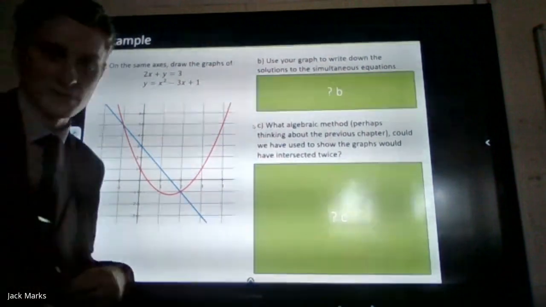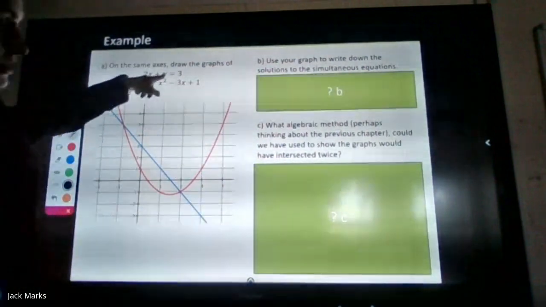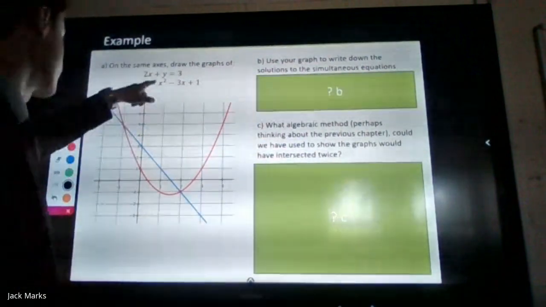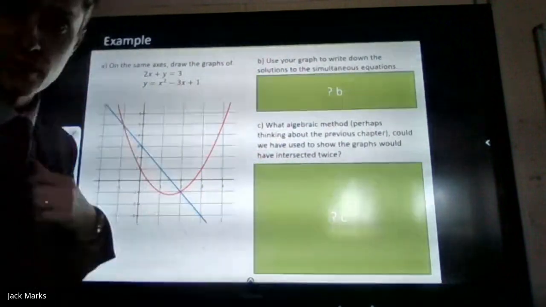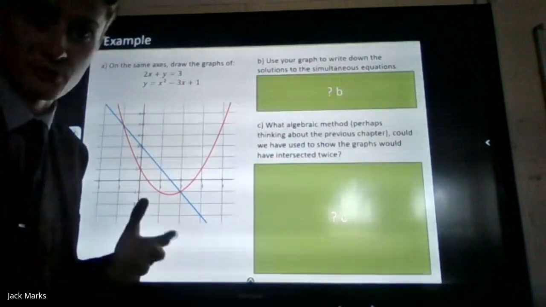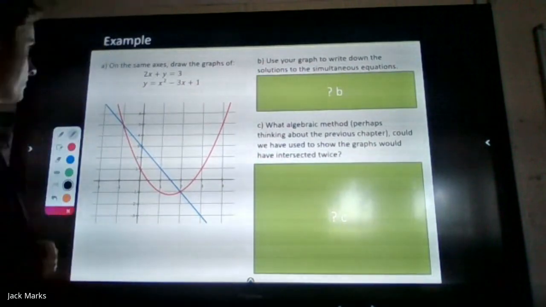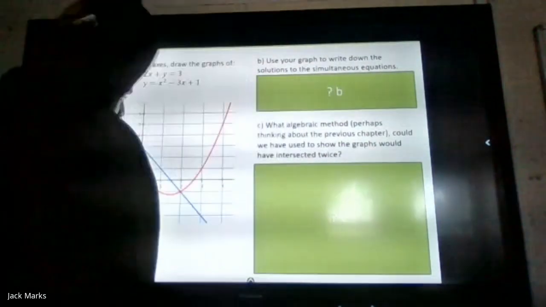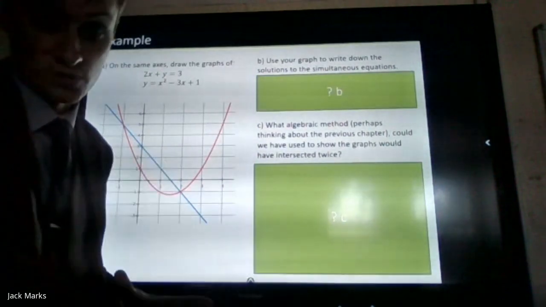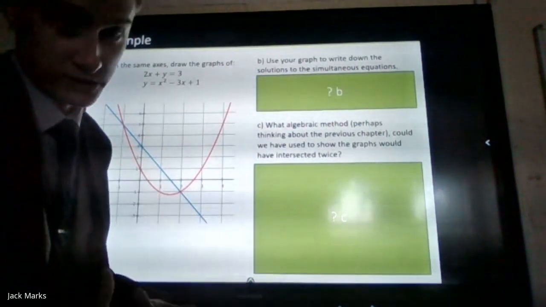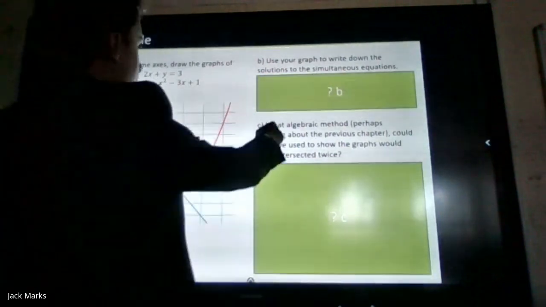So let's look at some examples. So here we've got a straight line in ax plus b equals c form, and we've got a quadratic, and we've sketched them here. And you should just check that you should be able to sketch these as well. Well, the question is, use the graph to write down the solutions. If you ever hear the command use the graph, you must use the graph, okay? Please don't solve this algebraically, because that's not what the question is.